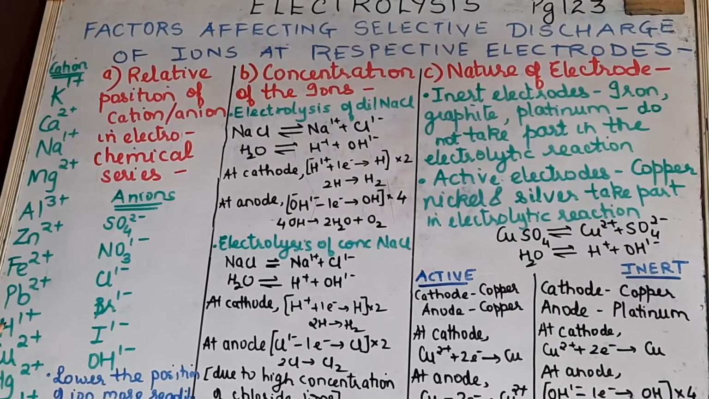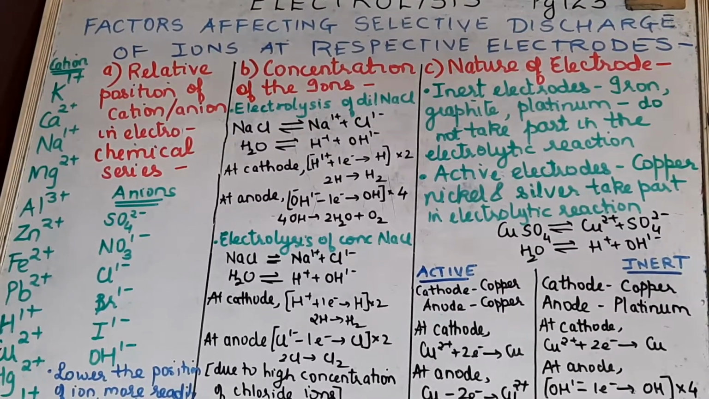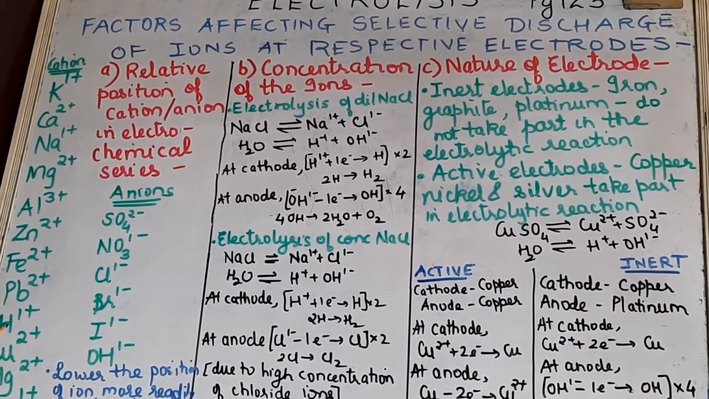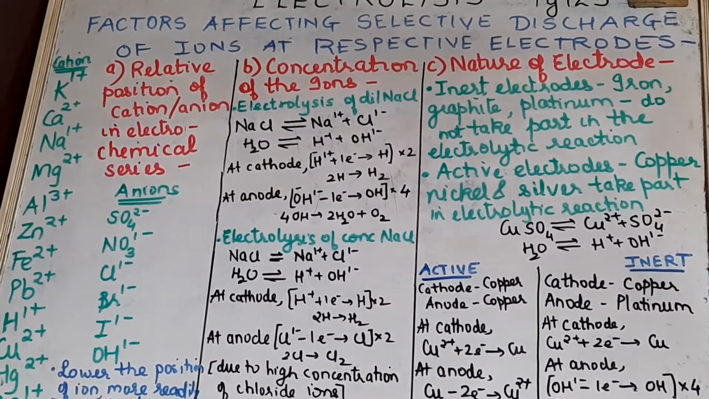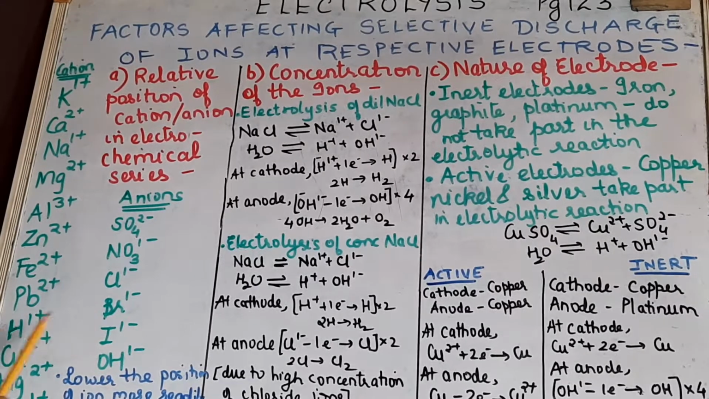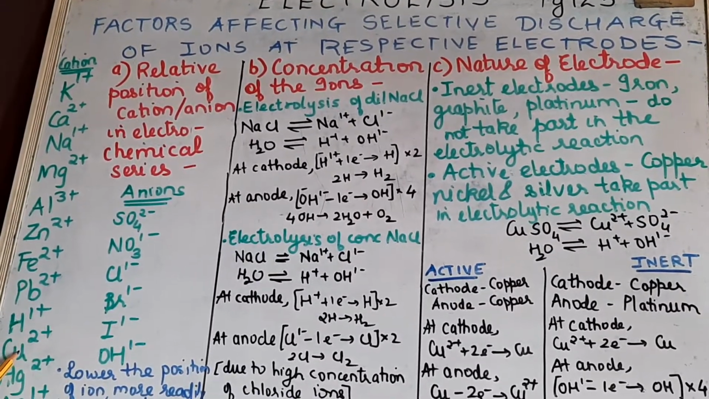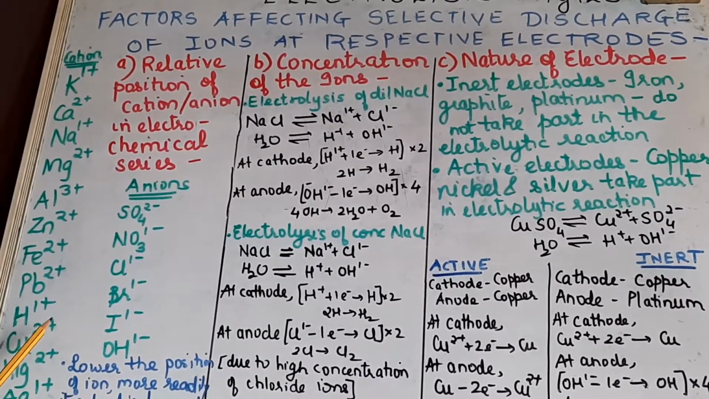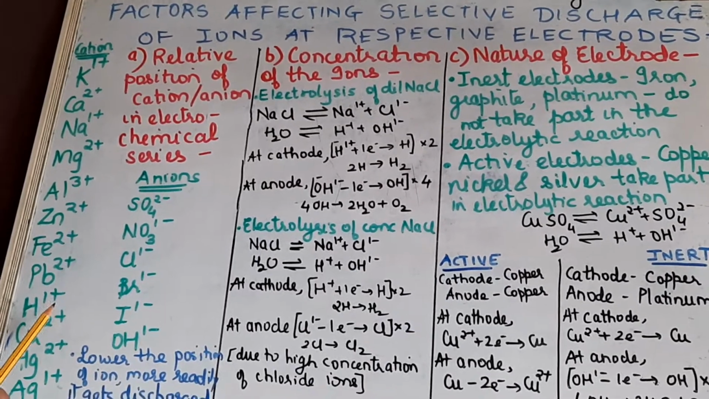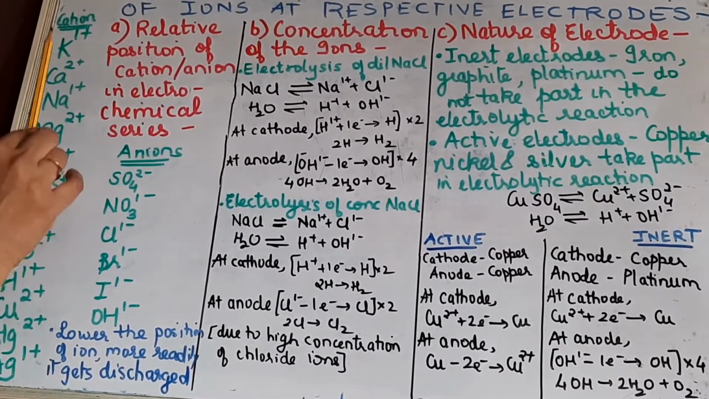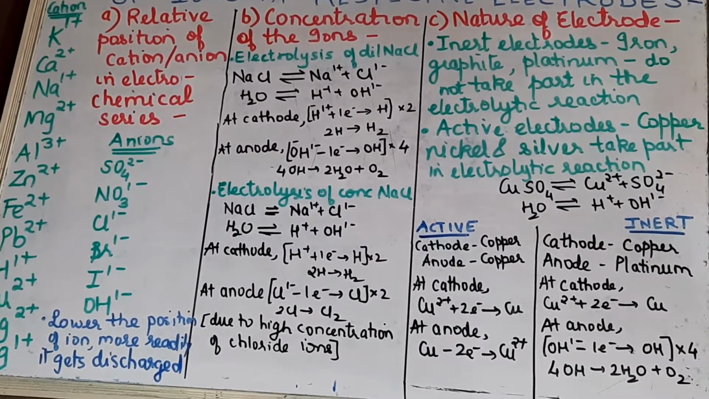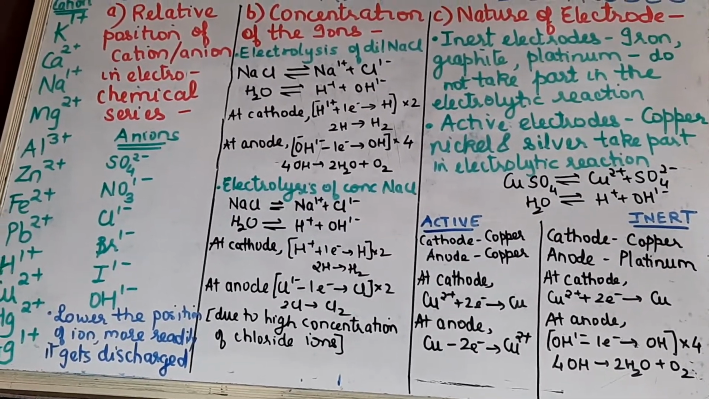So there will be competition between hydrogen and copper, correct? Competition between H plus and Cu2 plus, because both are positively charged. So both are going to migrate to the cathode, but between H and Cu it will be the copper which will get discharged as the neutral atom. Understood? So selective discharge will be of copper. Clear? So that is the first factor, position of the cation or anion in the electrochemical series.